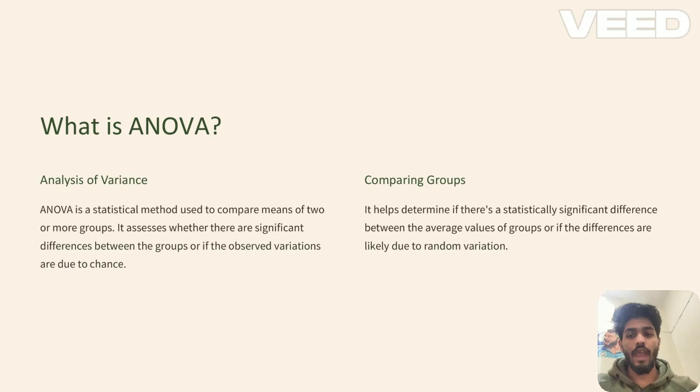What is ANOVA? Analysis of variance. ANOVA is a statistical method used to compare means of two or more groups. It assesses whether there are significant differences between the groups or if the observed variation is due to chance. Comparing groups: it helps determine if there is a statistically significant difference between the average values of groups or if the differences are likely due to random variation.